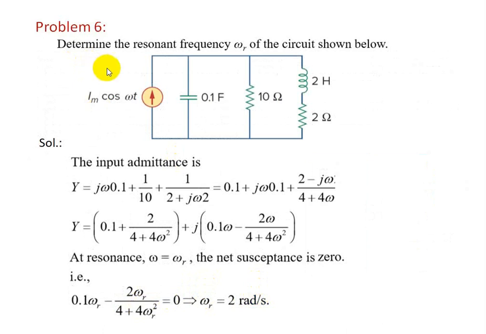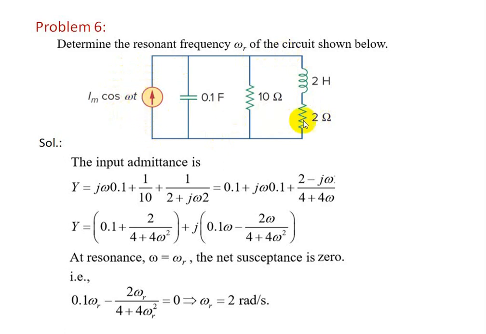Next problem. Determine the resonant frequency omega of the circuit shown in the figure below. So this is the circuit. Im cos omega t is the current source, then 0.1 microfarad, 10 ohm, and in the last branch we have 2 henries and 2 ohms. For this type of circuit, we are asked to find out the resonant frequency.